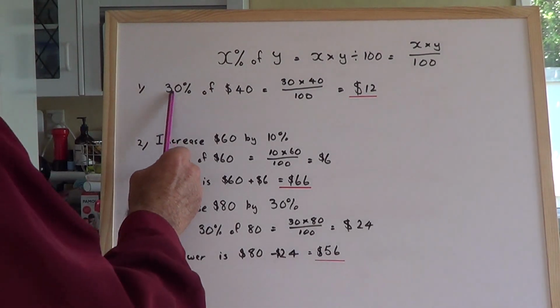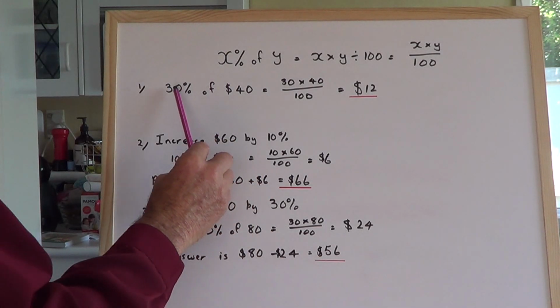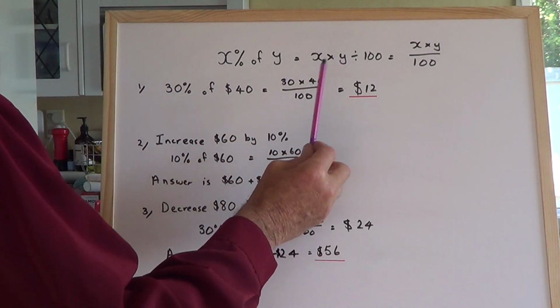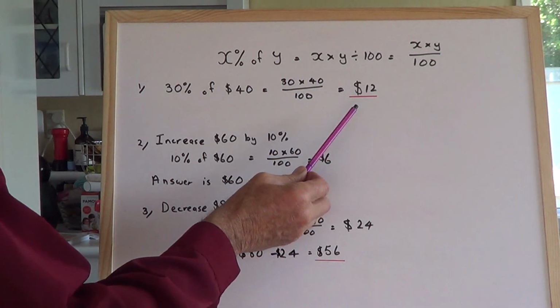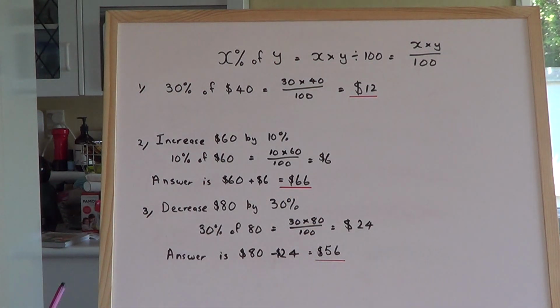Now we're going to work out 30% of 40. So we take the two numbers and multiply them together on the top line. And on the bottom line we divide by 100, cross off the zeros, the answer is $12.